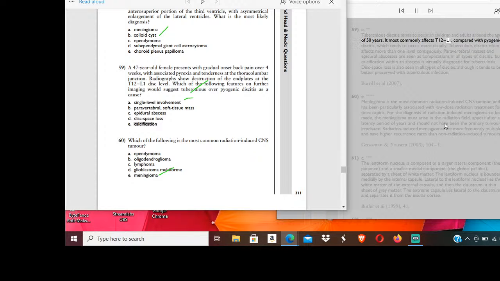It most commonly affects T12-L1, compared with pyogenic discitis, which tends to occur more distally. Tuberculous discitis often affects more than one level contiguously. Paravertebral masses and epidural abscesses are seen as complications in all types of discitis, but calcification within an abscess is virtually diagnostic for tuberculosis. Disc space loss is also seen in all types of discitis, although it tends to be better preserved with tuberculous infection. Burrell et al. 2007.